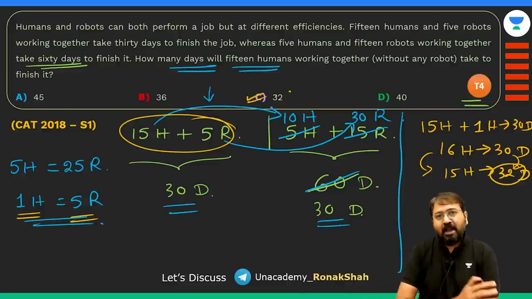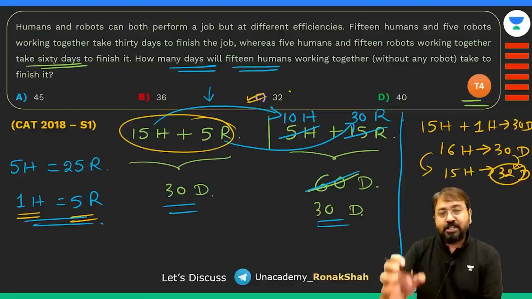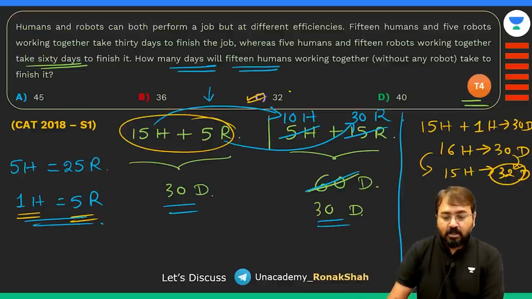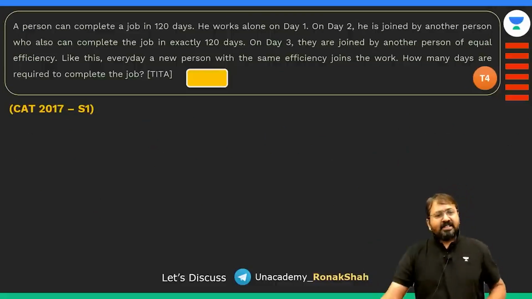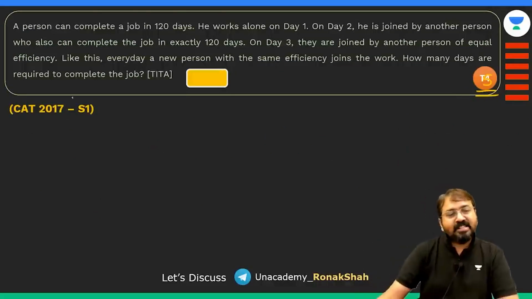So I really hope you have understood this variety as well. Right, so we have solved plenty of questions. We have understood almost all time and work concepts using which you should be able to sail through the time and work questions. Okay, and this is the last variety, the T5 variety.